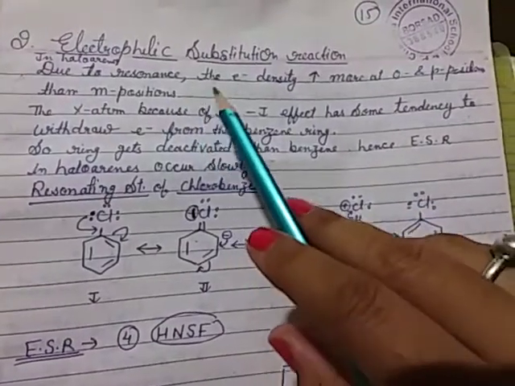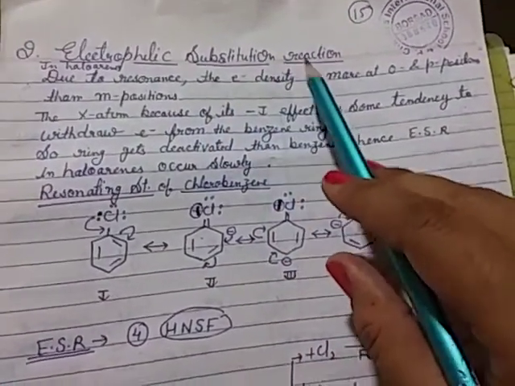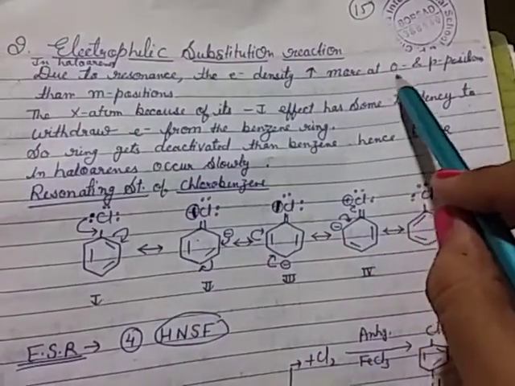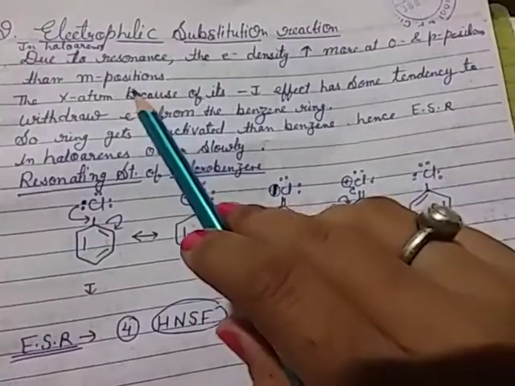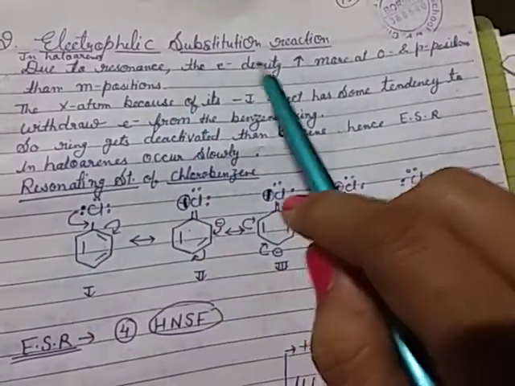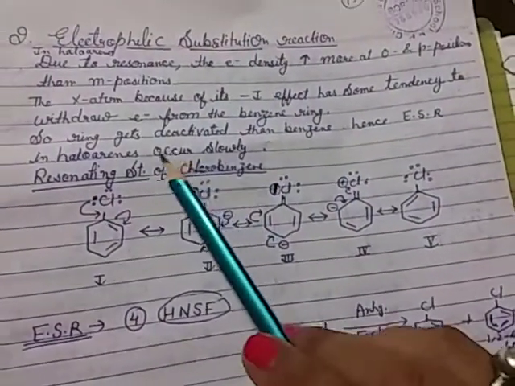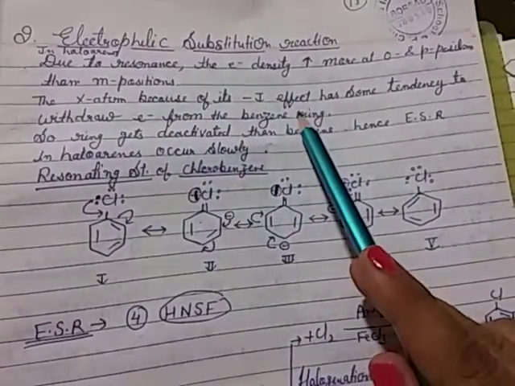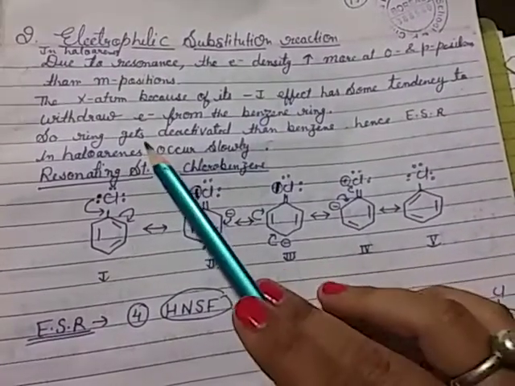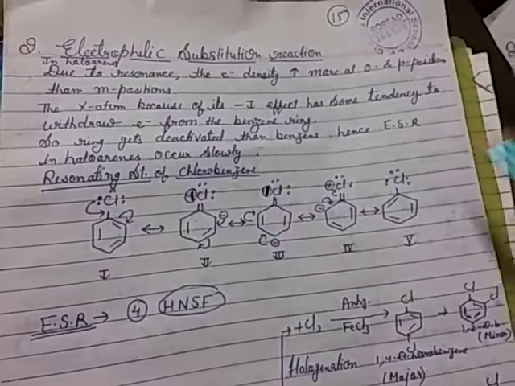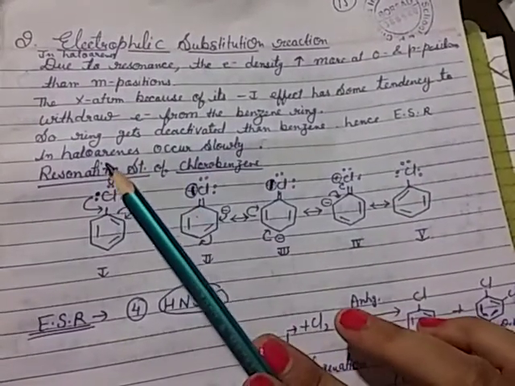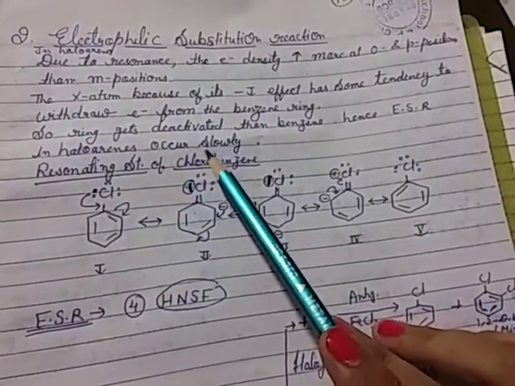Then we have to look at electrophilic substitution reaction in haloarenes. Due to resonance, electron density increases more at the ortho and para positions than at the meta position, as I already explained for nucleophilic substitution. The halogen atom, because of its minus I effect, has some tendency to withdraw electrons from the benzene ring, so the ring gets deactivated. So electrophilic substitution reaction in haloarenes occurs slowly.